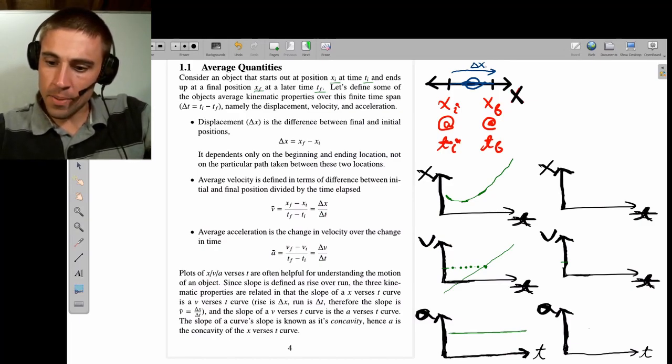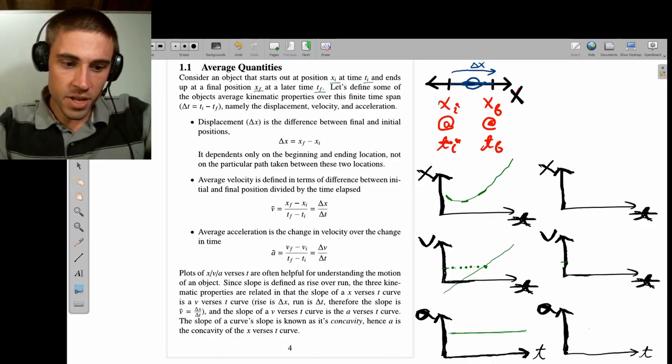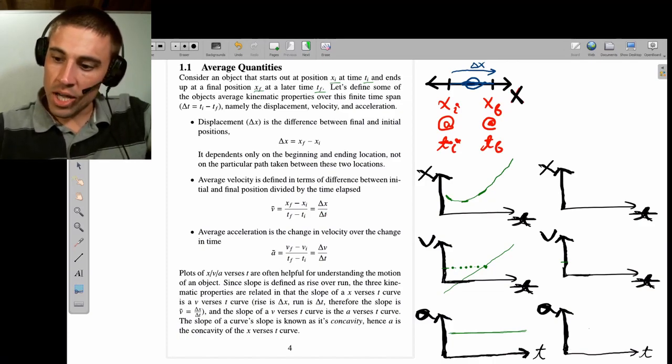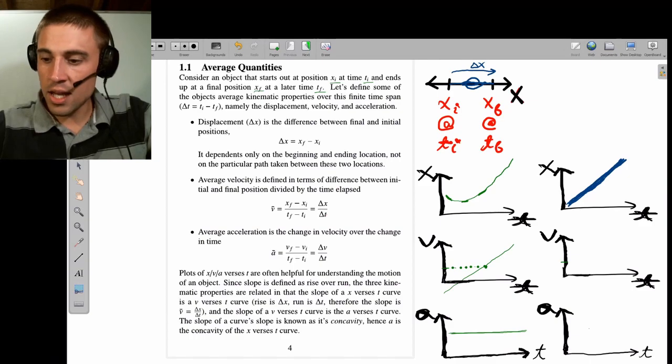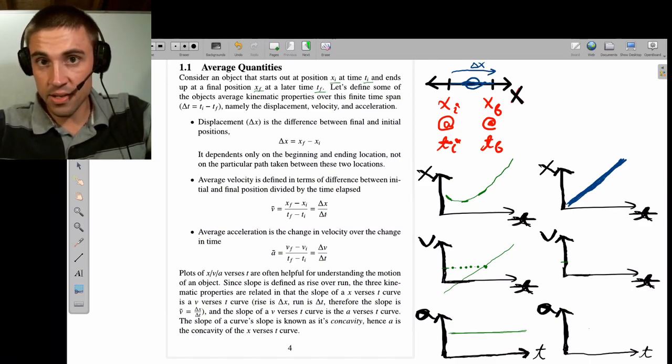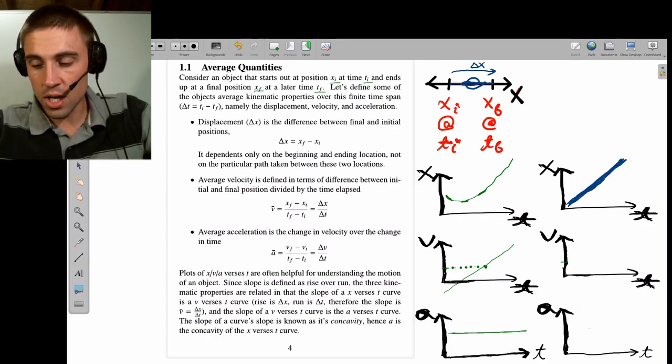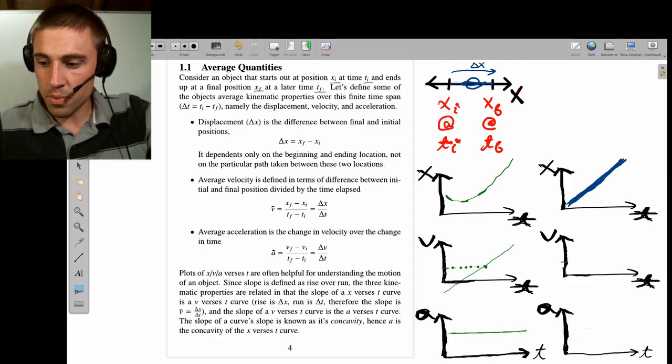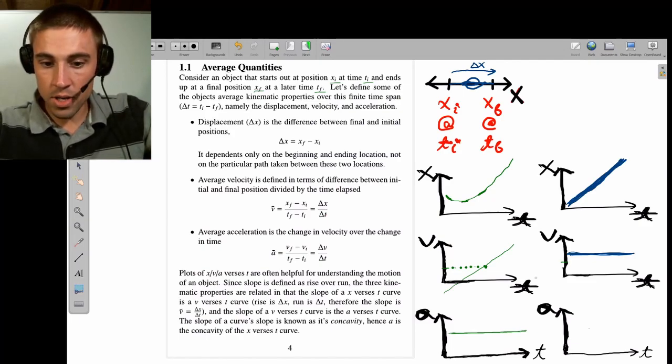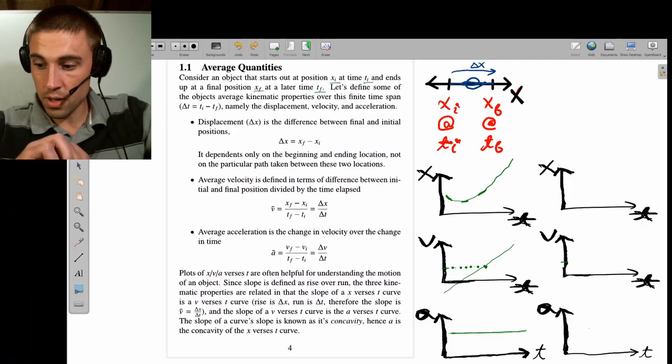Just very quickly, we did talk about in some of the videos how if your position versus time curve looks like this straight line that I'm drawing here in blue, then its slope is constant in time. A straight line has a slope that is fixed. It doesn't change. So the velocity versus time curve would look pretty boring. It would just be a flat line. This is an object moving at constant velocity. All right, now let's get rid of those.